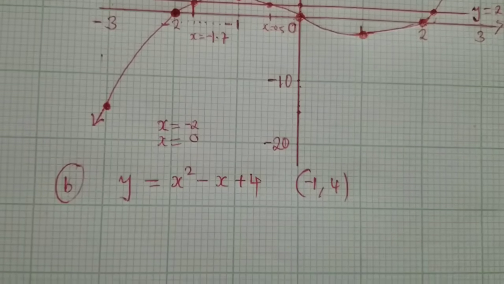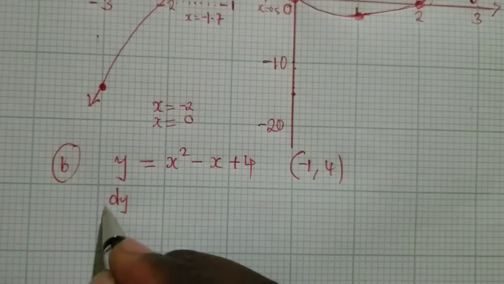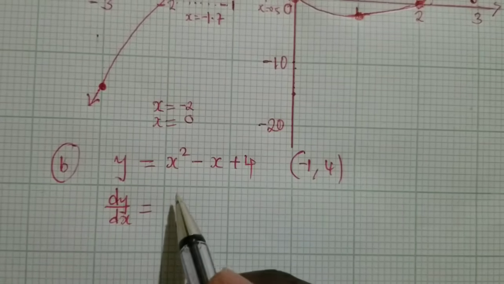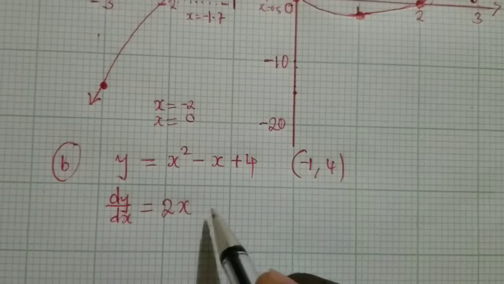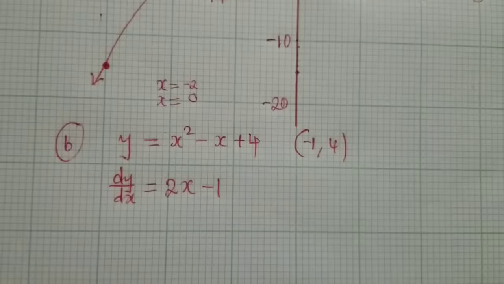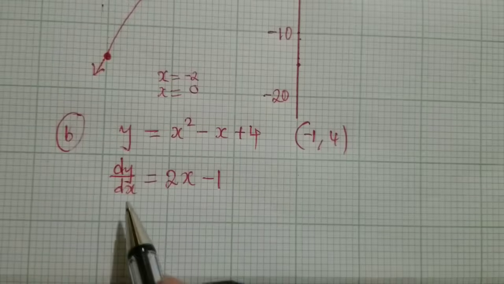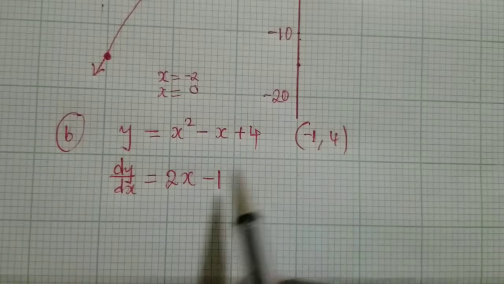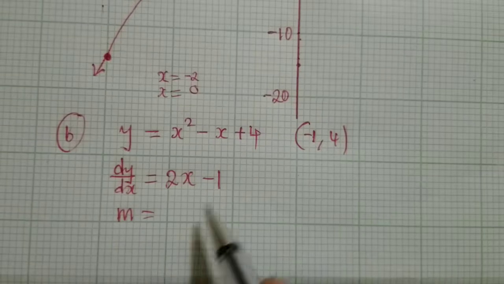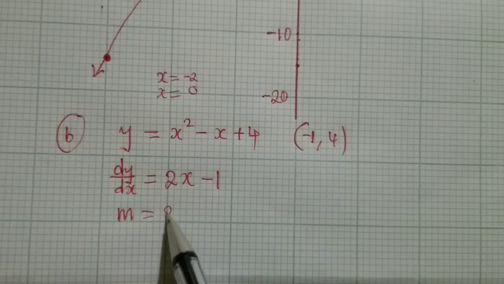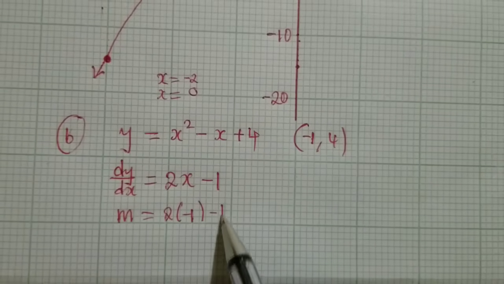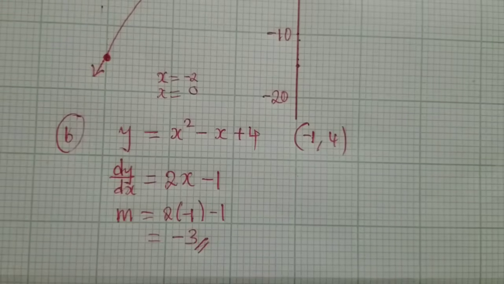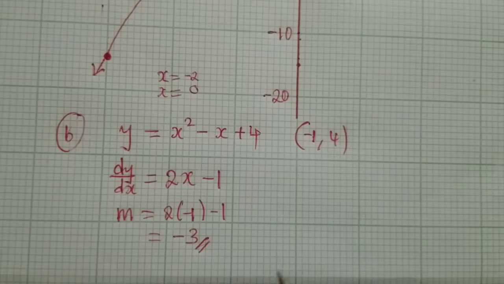So for the normal here, you just find the dy dx. What is the dy dx of this? dy dx will be 2x minus 1. Okay, so when you do that, you plug the value of x here. You get this point and put it here. You say your m, which is the gradient, will be 2 open bracket negative 1 close bracket minus 1. When you work it out, it will be equal to negative 3. So the gradient is equal to negative 3.